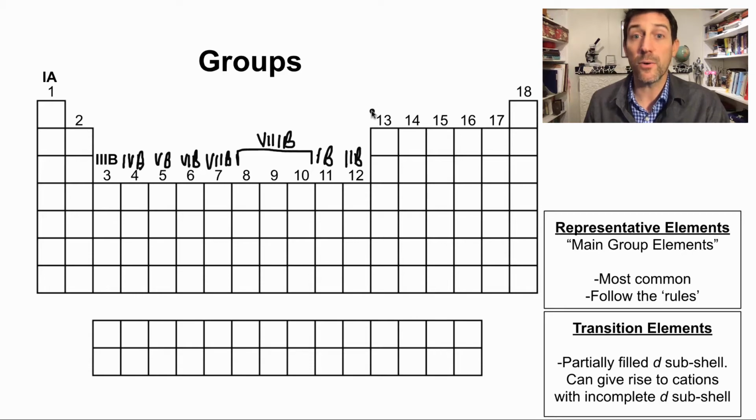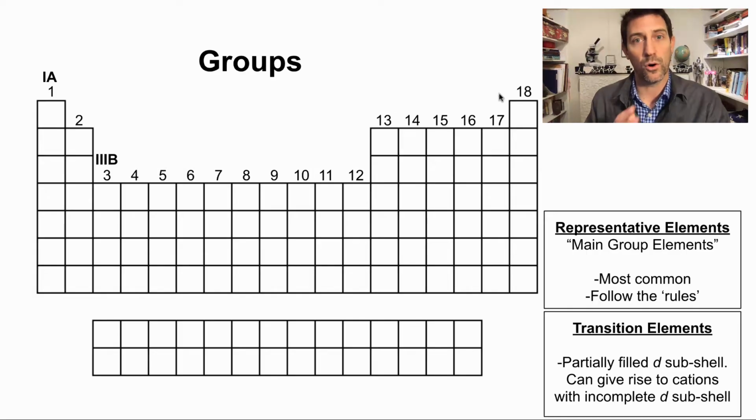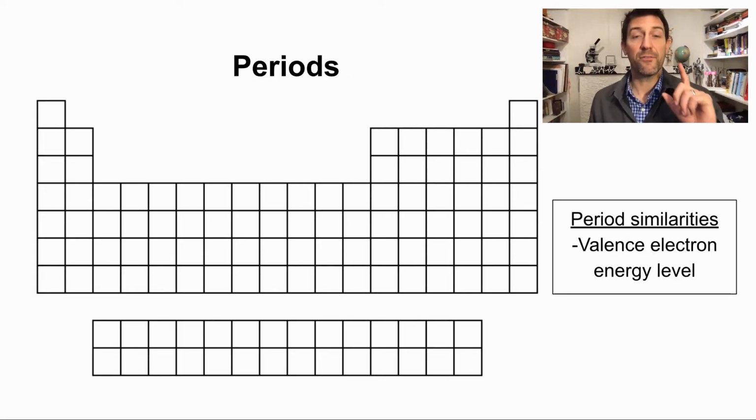Now remember, I did erase these, but up here this went to 3A. And then all the rest of these over here were A, counting our way across. This is a really useful designation, or at least I think it is, because now we understand how many valence electrons each group has. And we know if it's a transition element or if it's a representative element. More on those later. Let's then cover the periods.